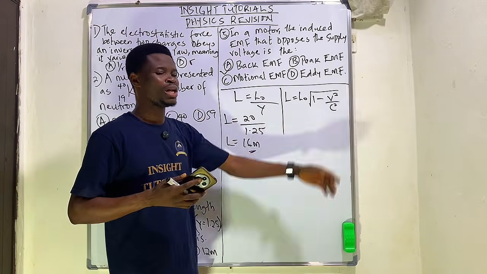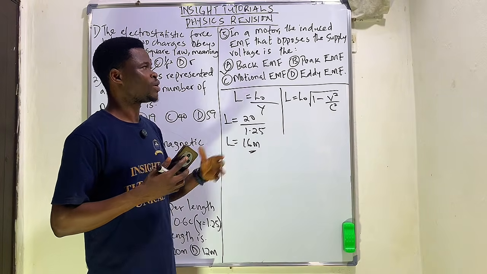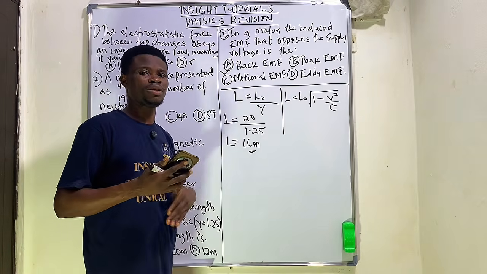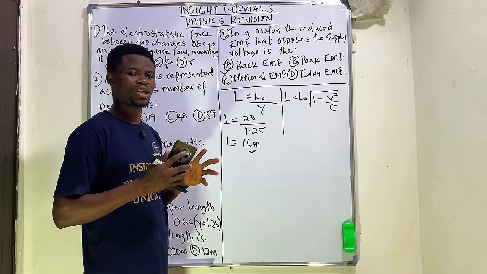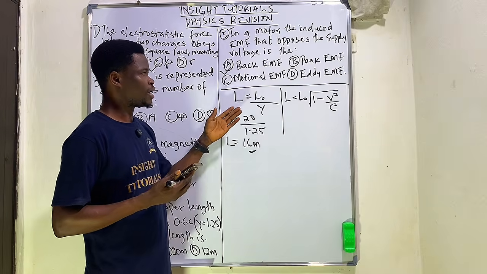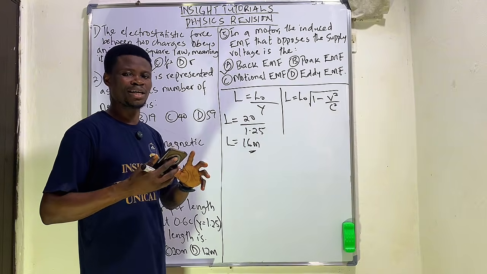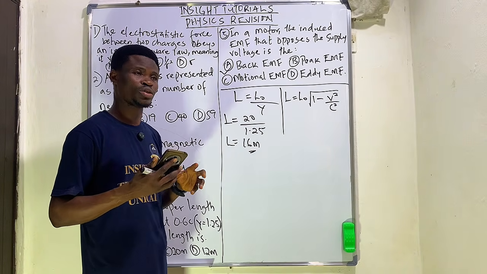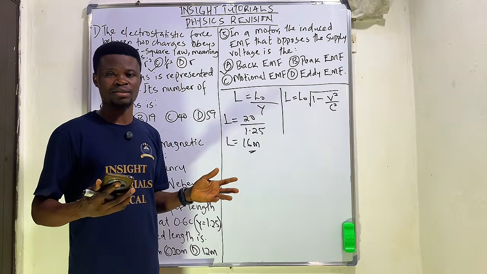The peak electromotive force actually talks about the maximum value of an electromotive force. The motional EMF is simply the EMF that is produced when a conductor moves in a magnetic field. Right? Eddy EMF is simply the circular electromotive force that is produced inside a bulk conductor. We'll put it like that, right?